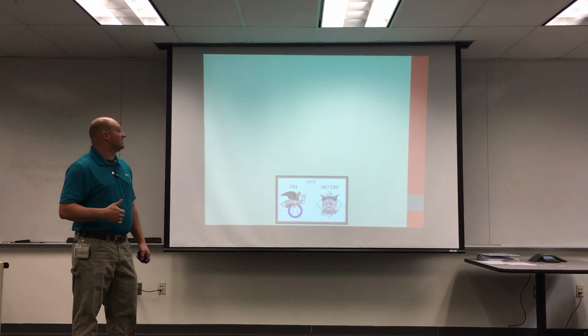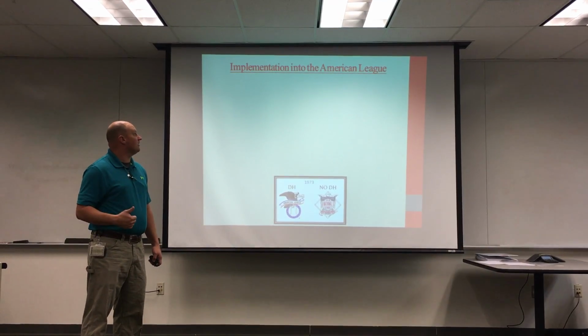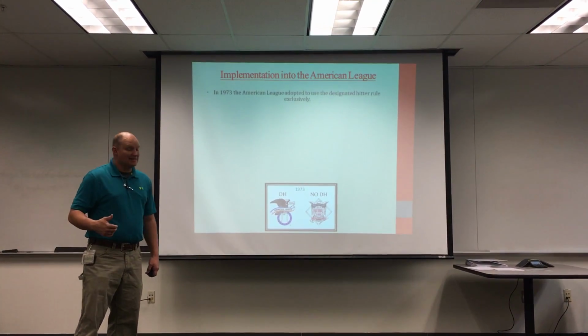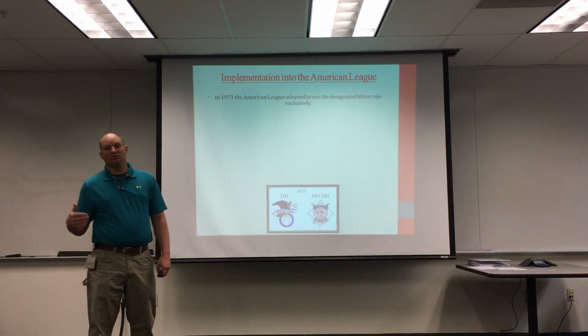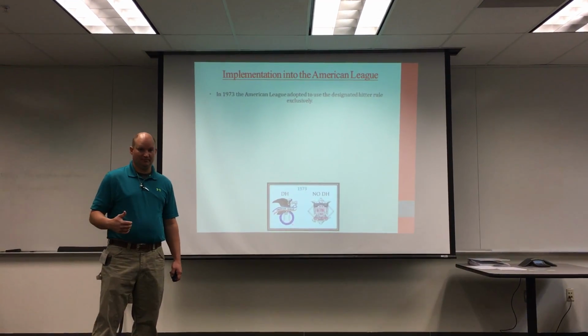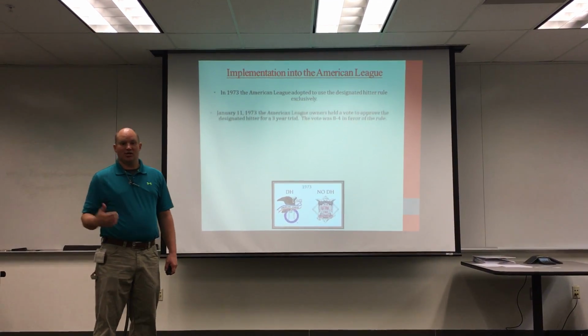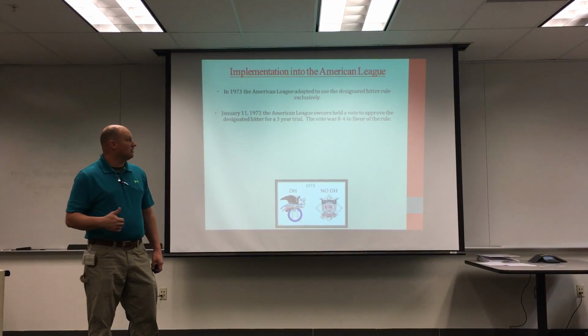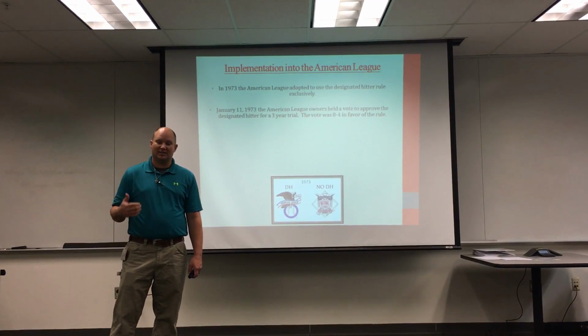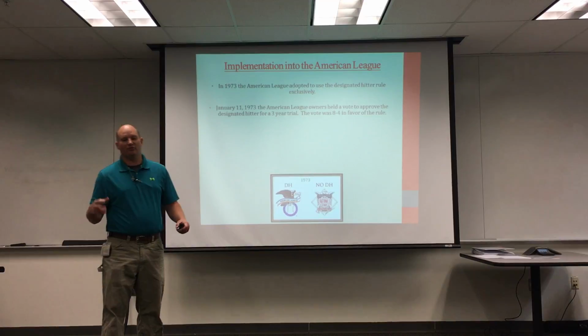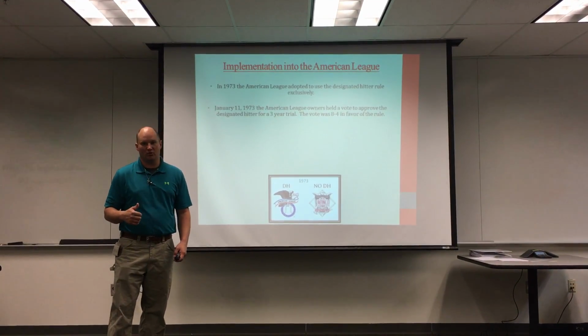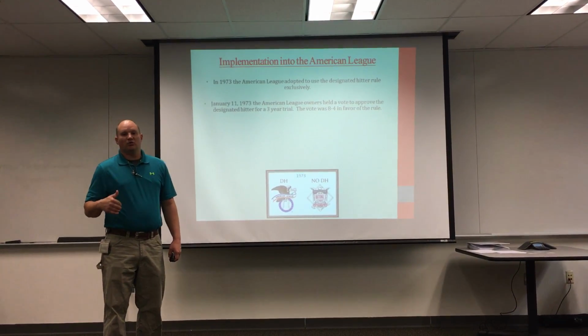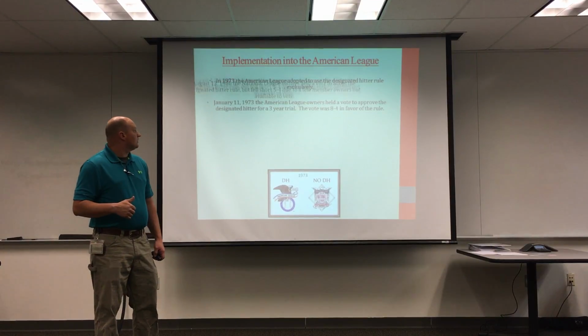So here is the implementation of the designated hitter rule into the American League. In 1973, the American League adopted the designated hitter rule exclusively. They had to have a vote, so on January 11th, 1973, the American League owners got together and approved a 3-year trial period of the designated hitter rule. The vote was 8-4 in favor of the rule.